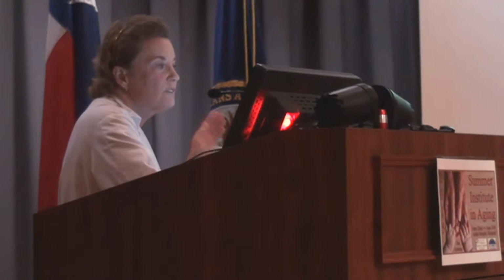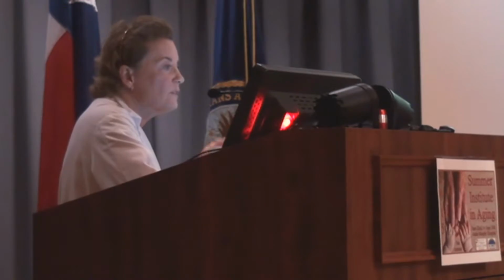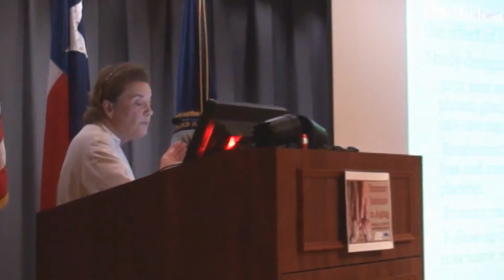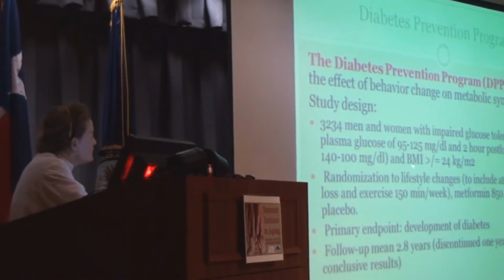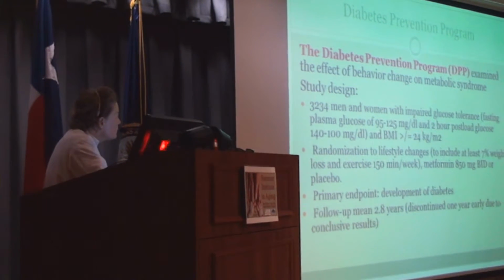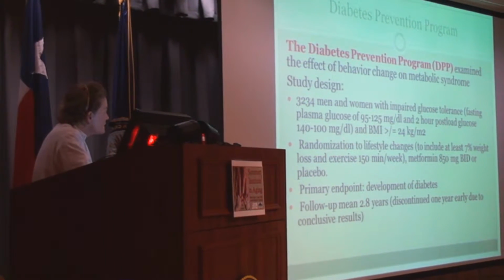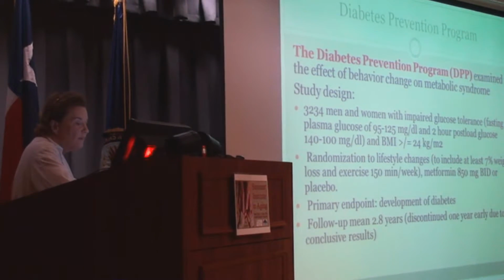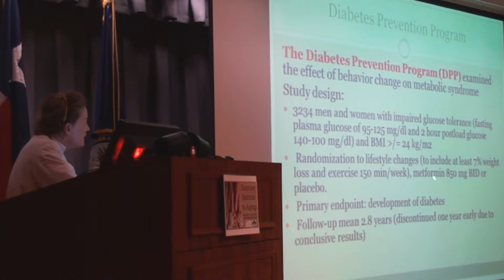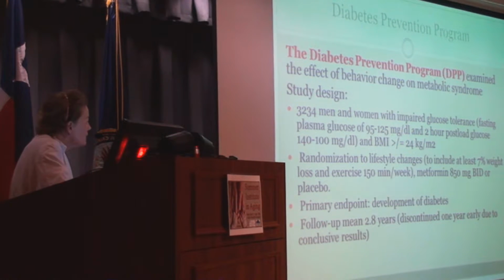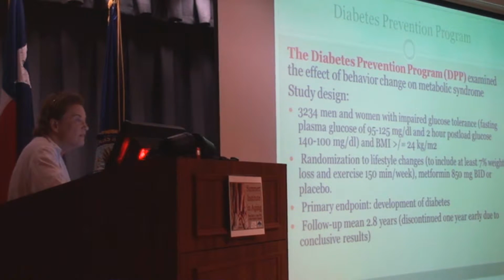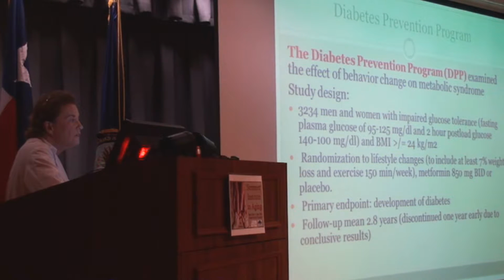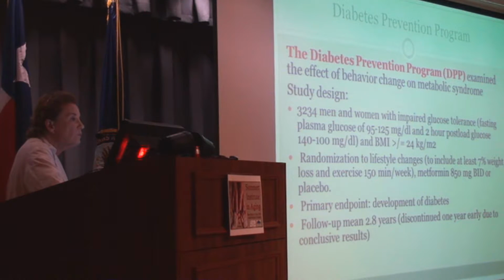They had dietitians, they had physical therapists who worked really, really closely with these people. It was very costly. They achieved a target 7% weight loss and exercised 150 minutes per week, which is what the recommendation is. And then the second group was on metformin, 850 milligrams twice a day, or they were on placebo, which means they had some education on therapeutic lifestyle change, but no anti-diabetic med.